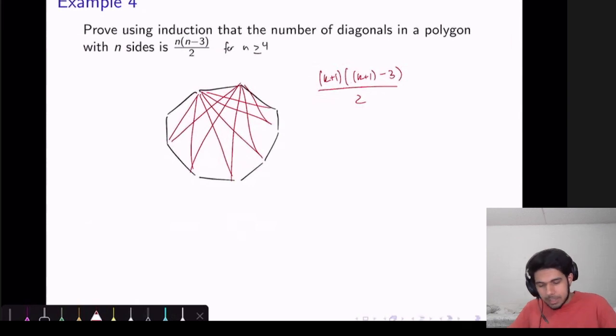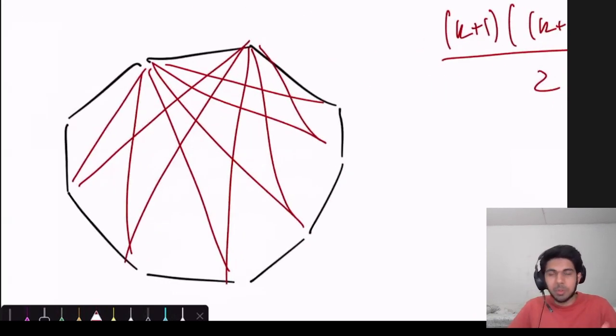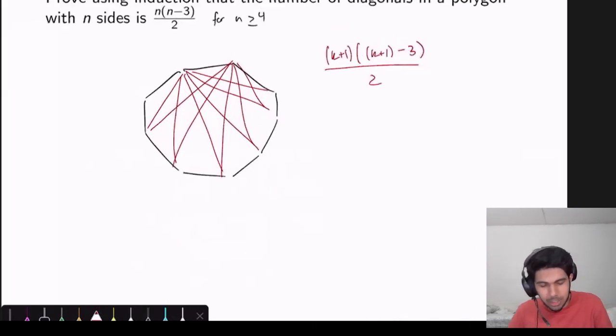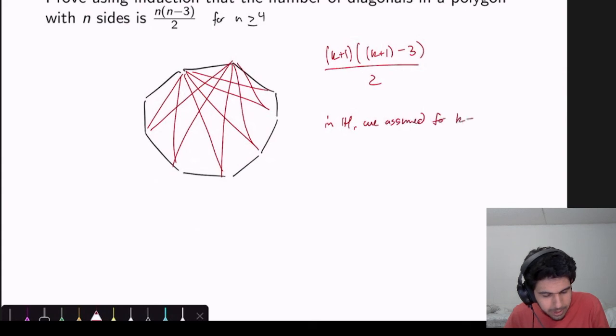The idea behind this proof is that we're going to take, remember, we have to go back to k, because that's something we assumed in the induction hypothesis. So in the induction hypothesis, we assumed for a k-sided polygon that there's k times (k minus 3) over 2 diagonals.